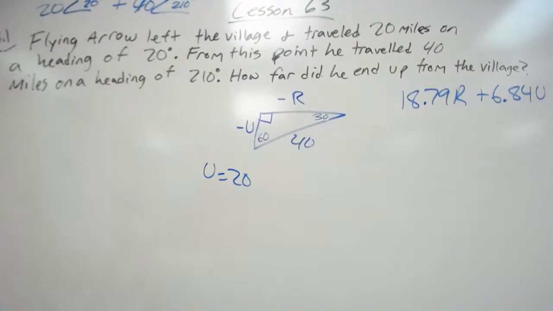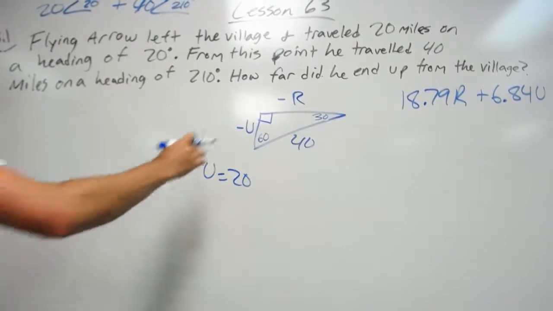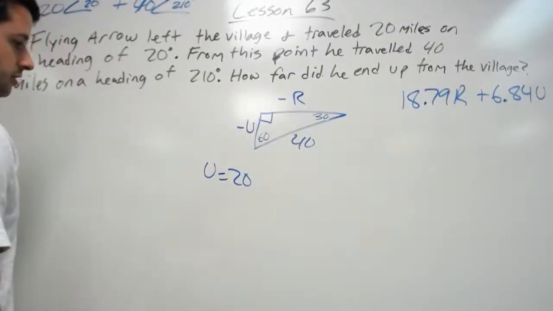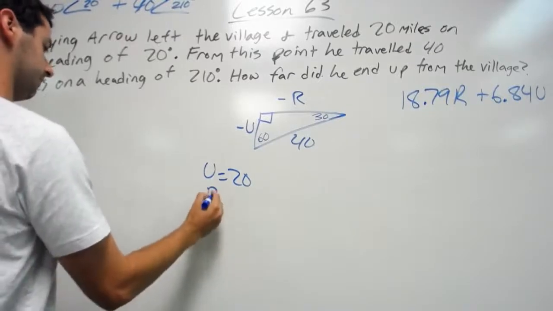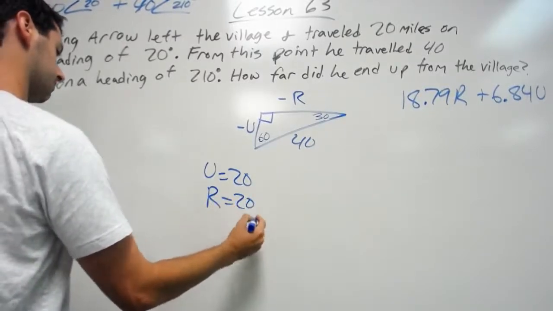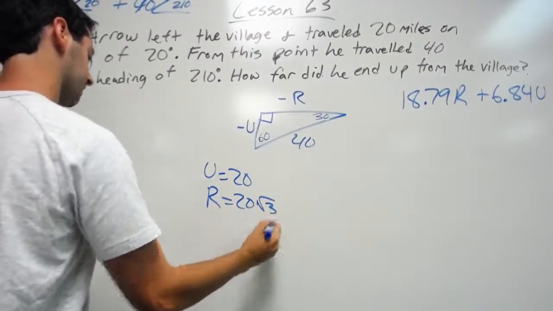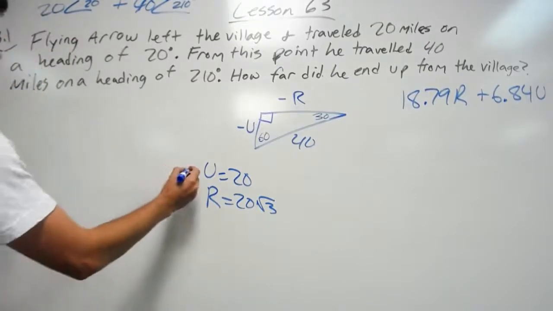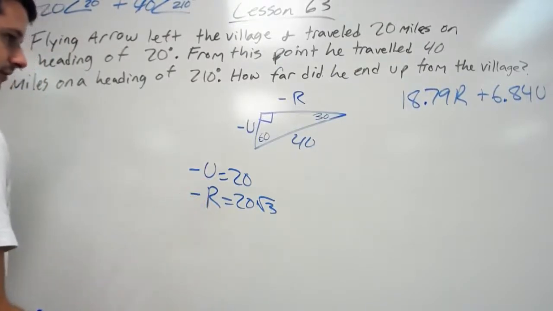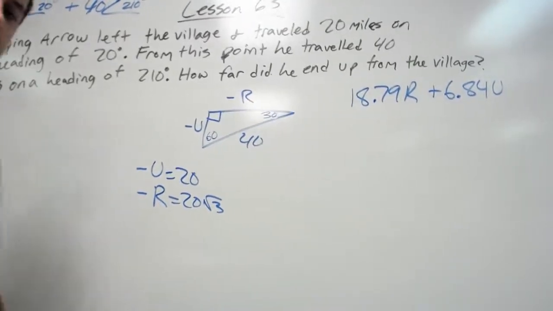And our long leg is our short leg times radical 3. So that would be short leg 20 times radical 3. And yes, these are negatives. So how we add our vectors together is we simply line them up.